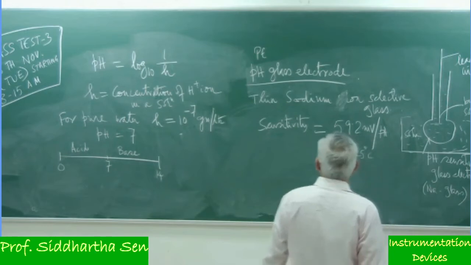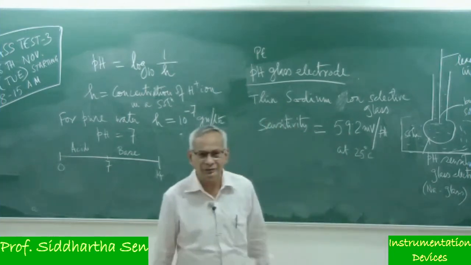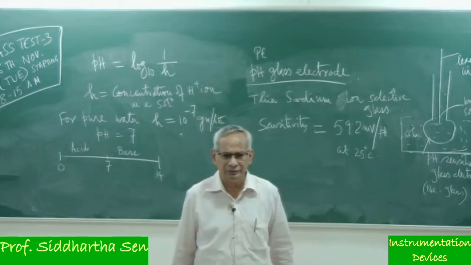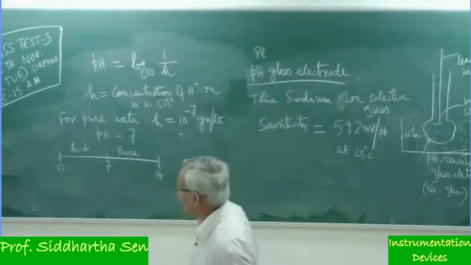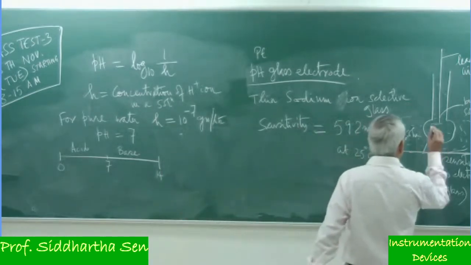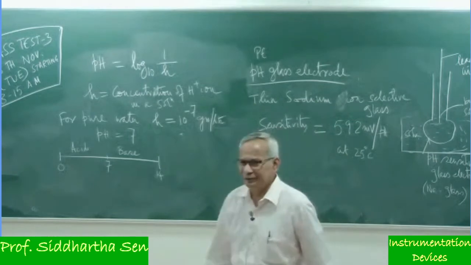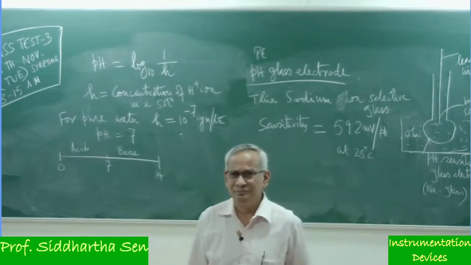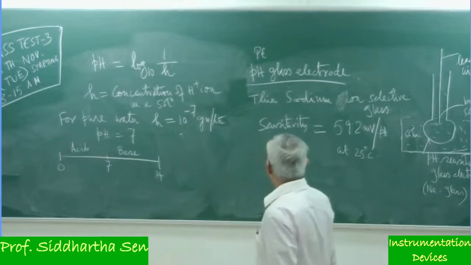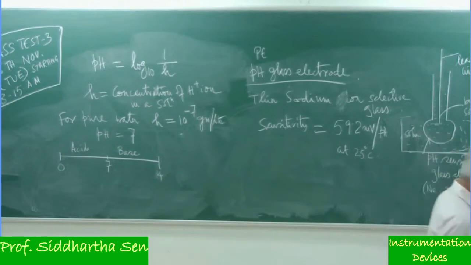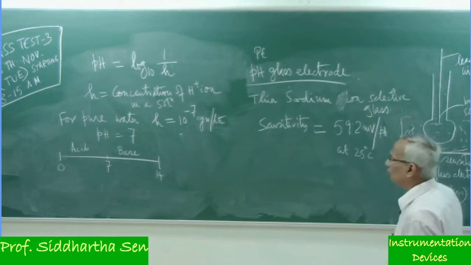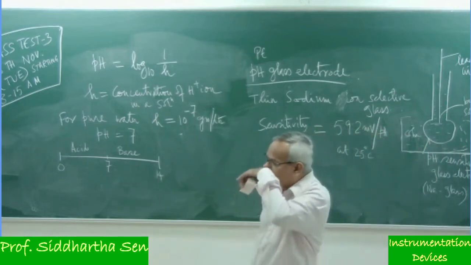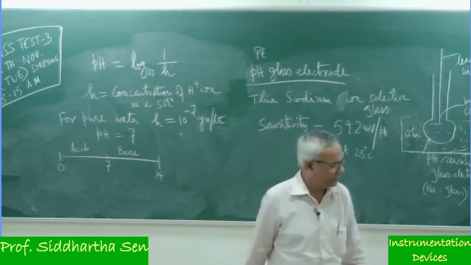Sir, how exactly is the outer and inner voltage difference measured? That I did not understand. That's very correct, because it cannot be measured. For measuring that, we already said that it is a half cell. A half cell voltage cannot be measured. We require another half cell to measure the voltage.